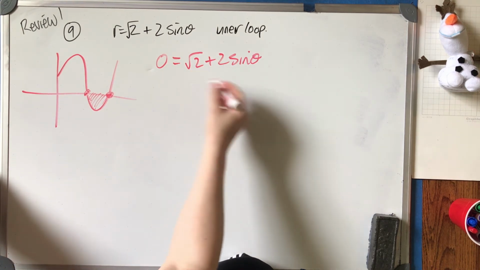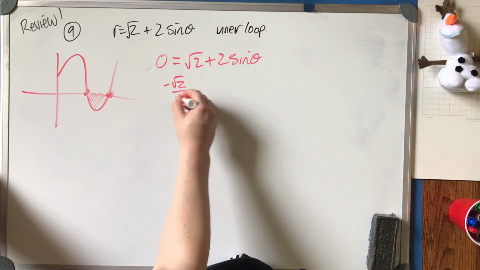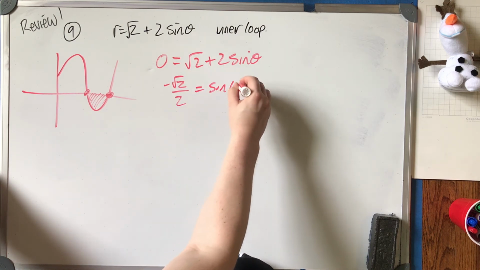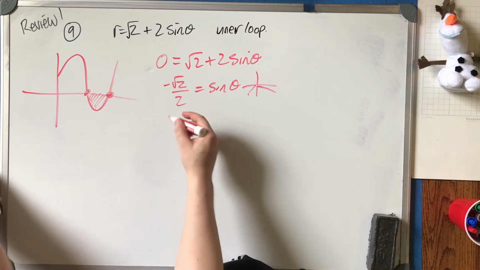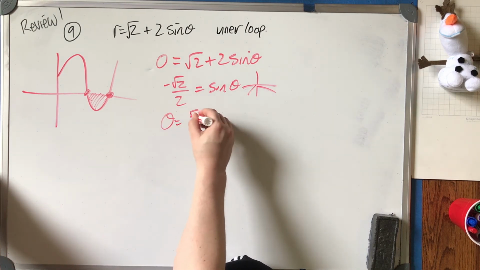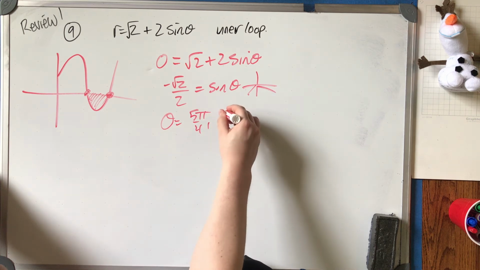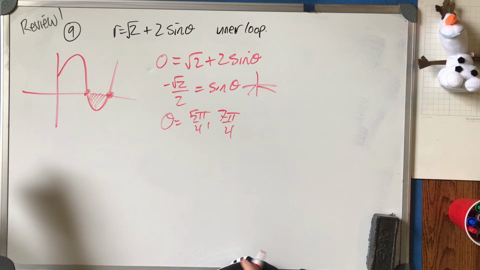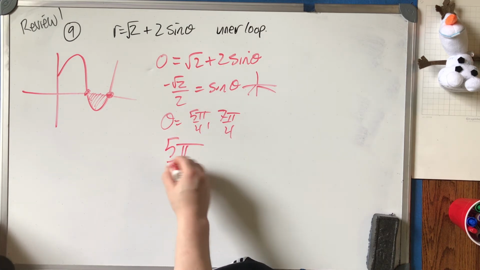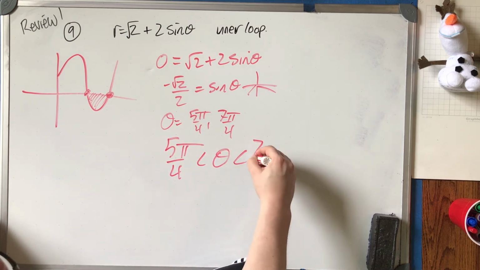Okay, so I'll just subtract and divide. I'll get square root of 2 over 2 equals sine theta. So that's going to be in quadrants 3 and 4 with a reference angle of 45. So I'm going to get theta equals 5 pi over 4 and 7 pi over 4. And I know that's just going to be between those, so I just rewrite that as an interval. 5 pi over 4 less than theta less than 7 pi over 4.